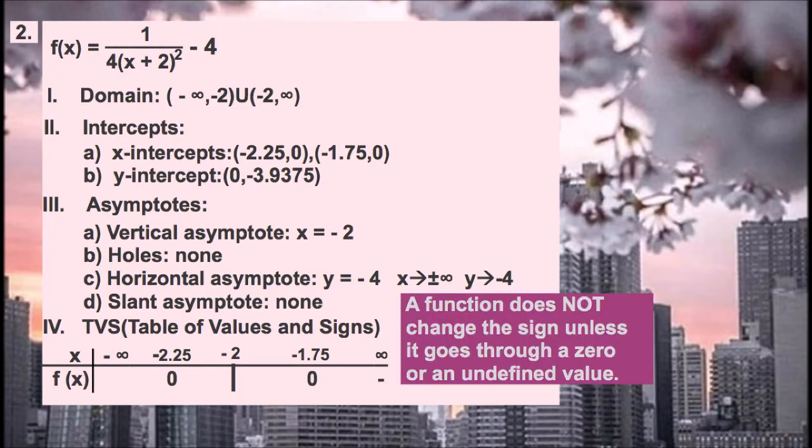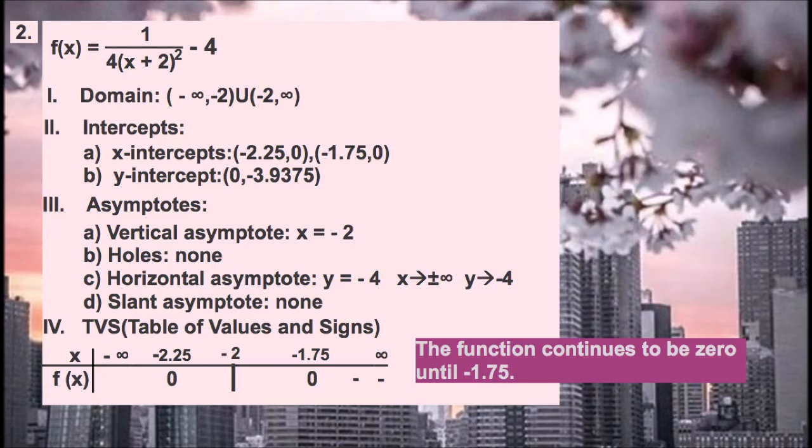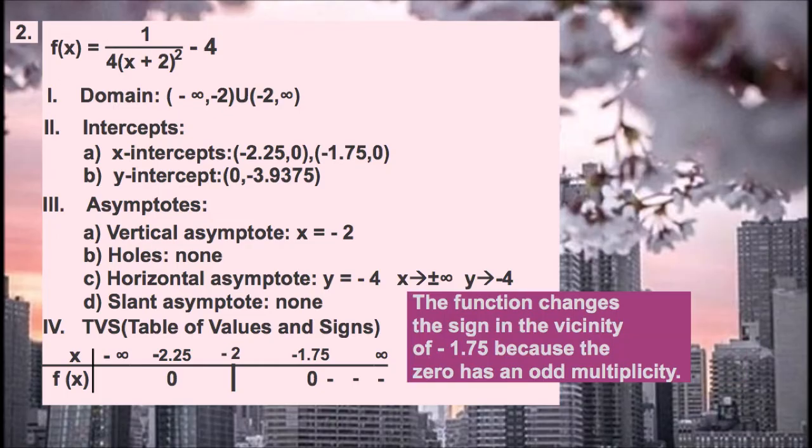A function does not change the sign unless it goes through a 0 or an undefined value. The function continues to be negative until negative 1.75. The function changes the sign in the vicinity of negative 1.75 because the 0 has an odd multiplicity.